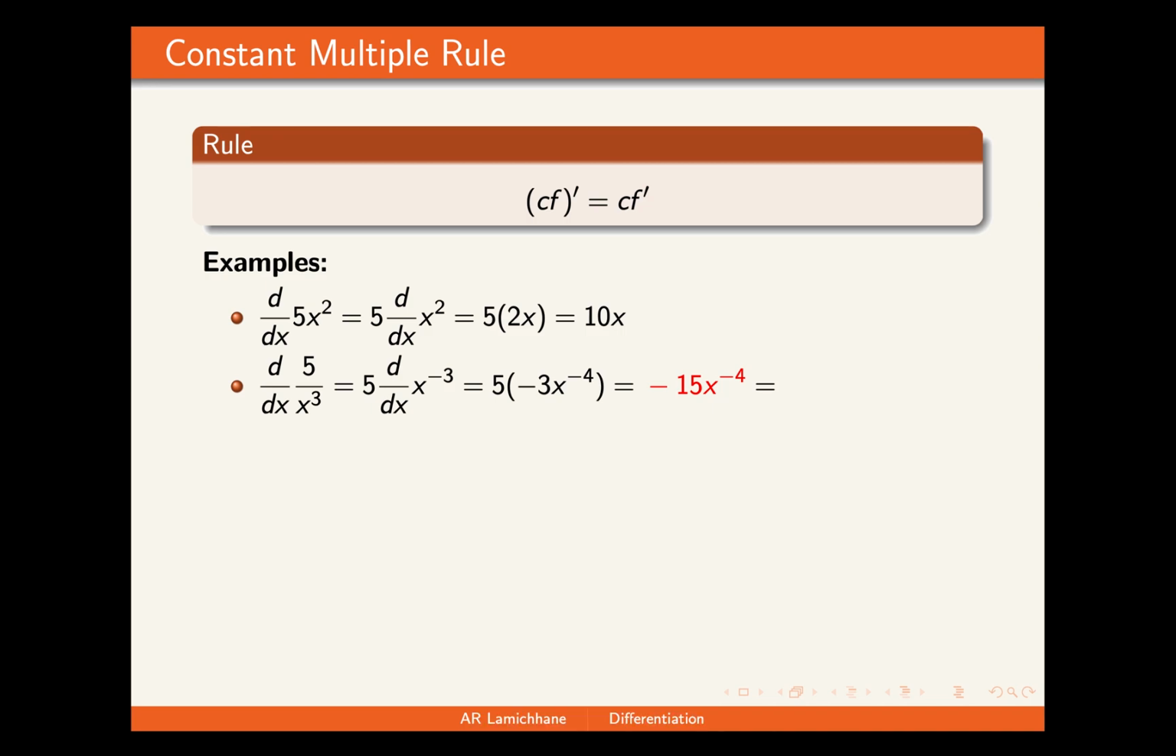If you want to rewrite this with a positive exponent, then the answer is negative 15 over x to the power 4, if you change the negative exponent into a positive exponent. So this is how we can find the derivative by using the constant multiple rule.